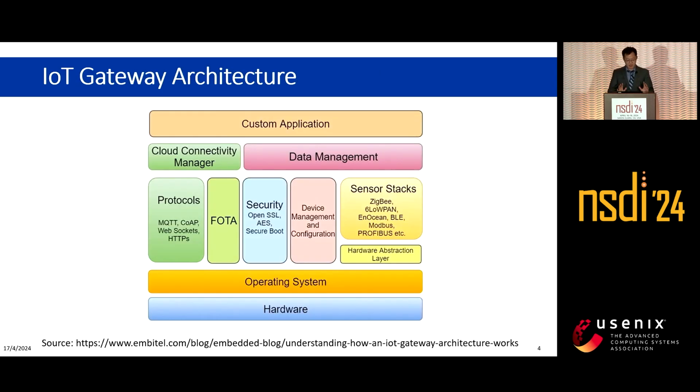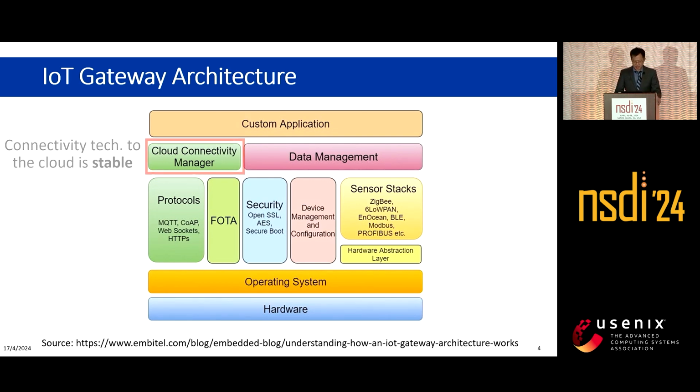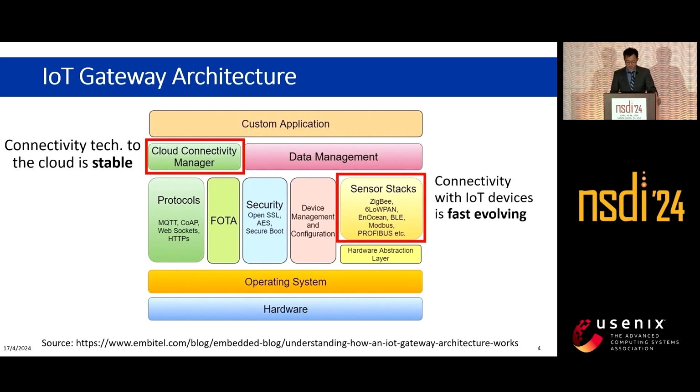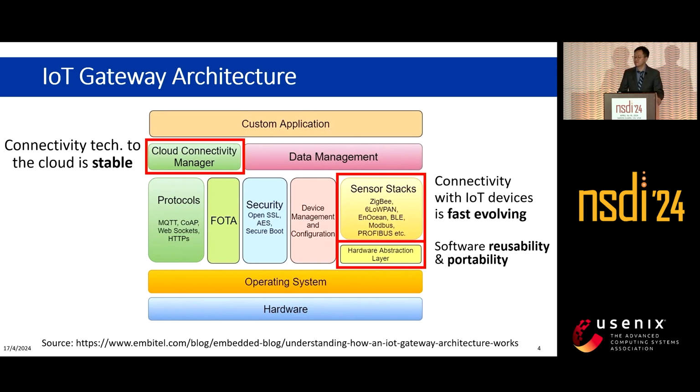Then in terms of connectivity, if we look into the IoT gateway architecture, there are two kinds of connectivity. The first is connectivity to the cloud, which is usually a stable and mature technology, so research interest is more on the protocol and the traffic flow. What we discuss today is the connectivity with the IoT devices, which is fast evolving. Because they are fast evolving, we need some design to maintain software reusability and portability. We can see there is already such a module called the hardware abstraction layer in the architecture.